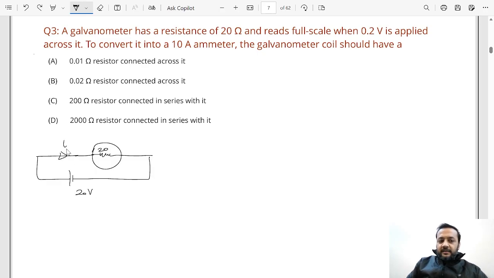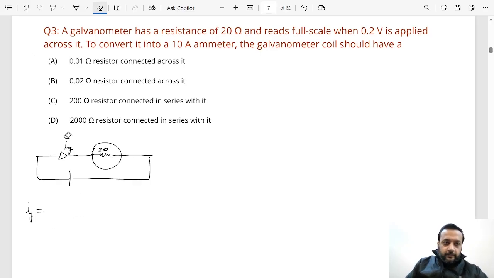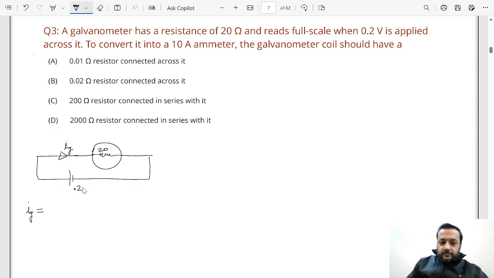So clearly we can say that the full scale deflection current means the maximum current that this galvanometer can have. That will be equal to potential difference divided by resistance, which is, I mean, not 20, my bad, this is 0.2, not 20. So this is 0.2 volts, not 20 volts. 0.2 volts divided by 20. That means this becomes how much? 2 by 200. That means how much? 0.01 amperes. This is the value of maximum current that this galvanometer can sustain.